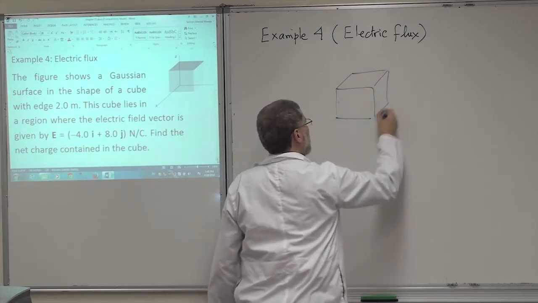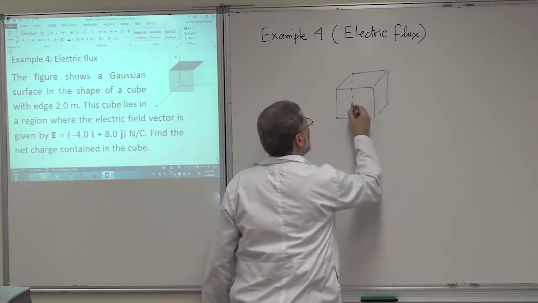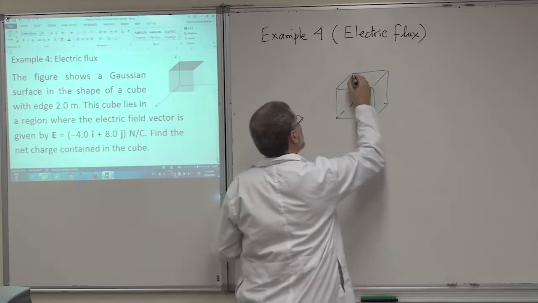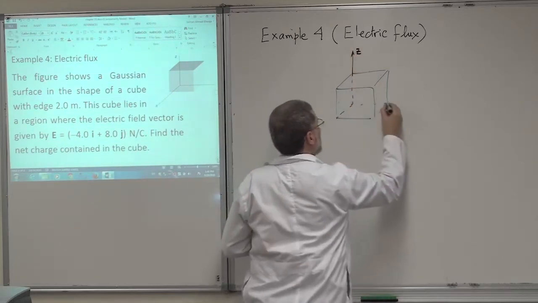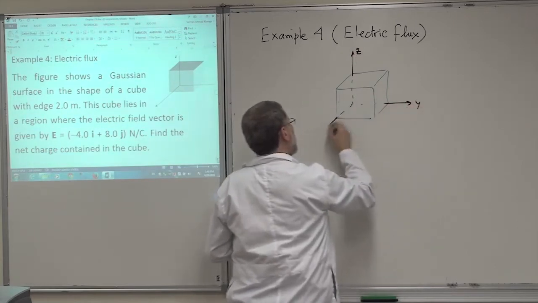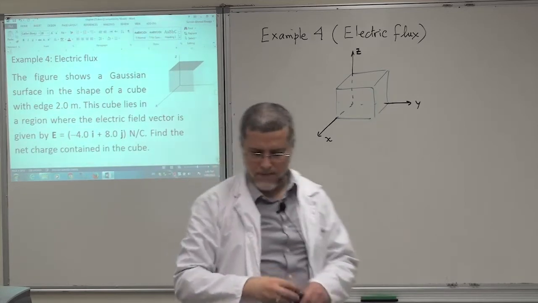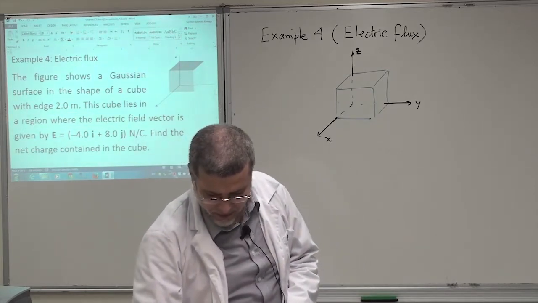This is my cube, okay? And I draw it like this. And this is the Z-axis. This is the Y-axis. And this is the X-axis. And I have 6 faces, okay? I'm going to give them names.